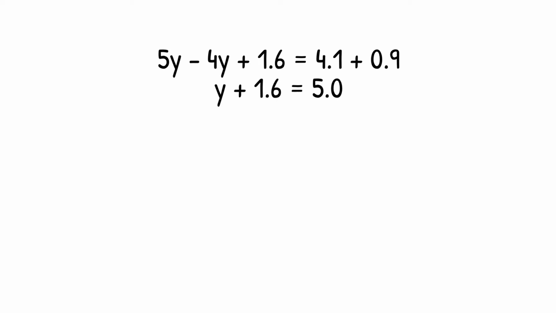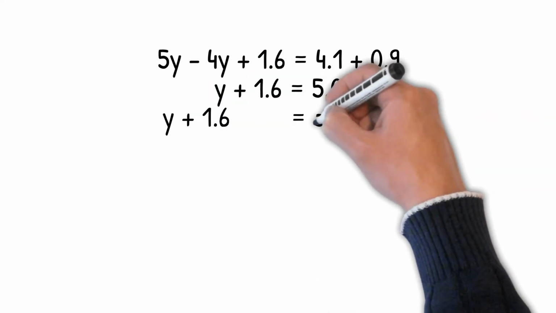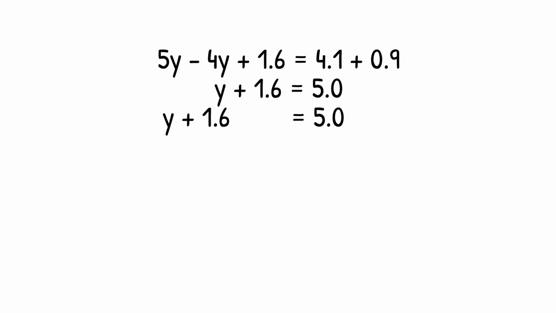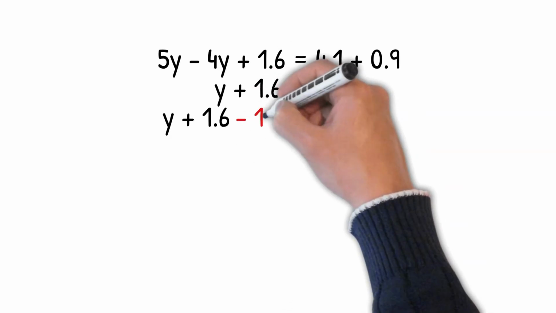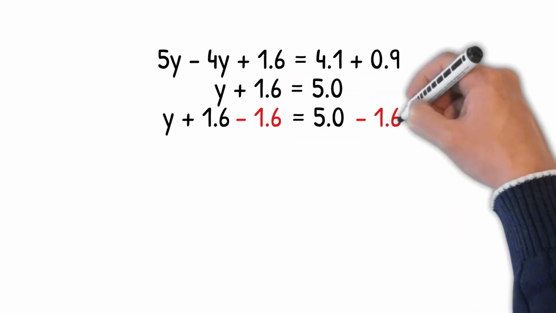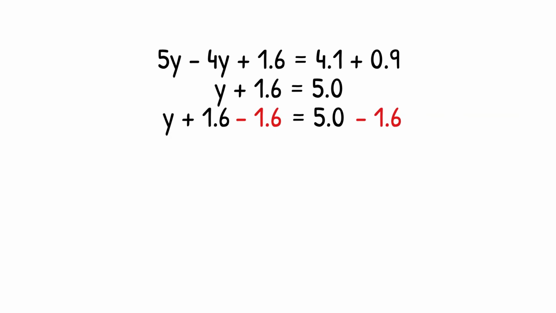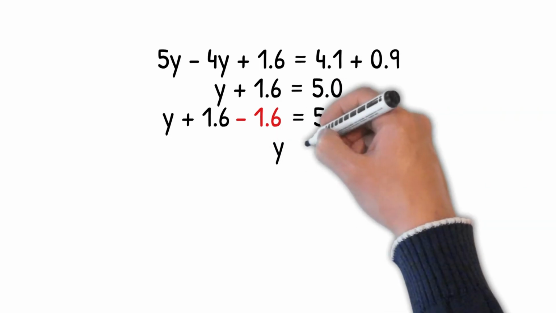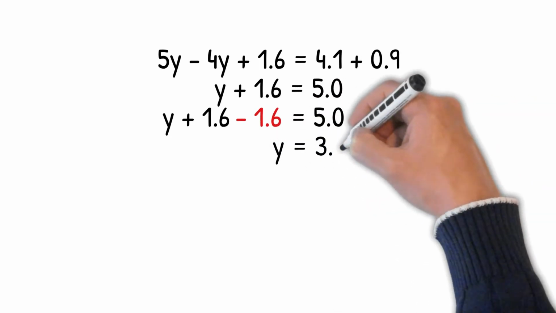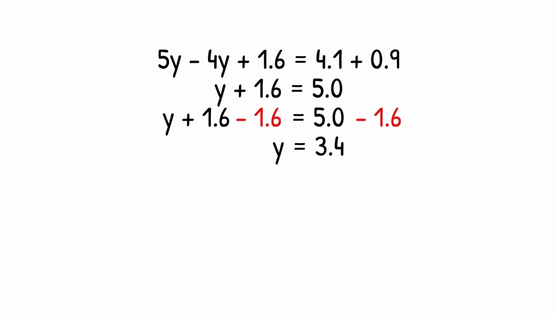Now use the addition principle of equality. What mathematically is being done to y? We're adding 1.6. So the opposite of adding 1.6 is subtract 1.6 from both sides. Now do the math. 1.6 minus 1.6 goes to 0, which leaves y. 5.0 minus 1.6 is 3.4. So y is equal to 3.4.